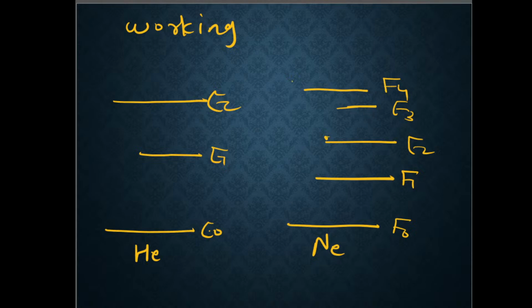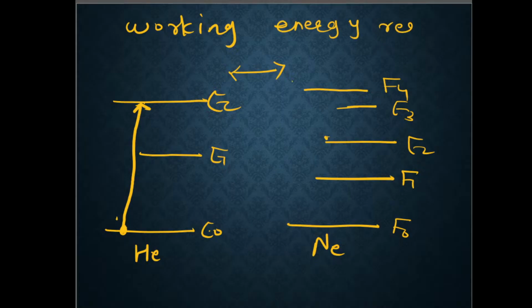Okay. So here you can see that whenever the light is incident, the helium atoms are excited from the ground state to the excited state, E0 to E1. Then whenever it comes here, due to energy resonance, the question may come into your mind: what is resonance?